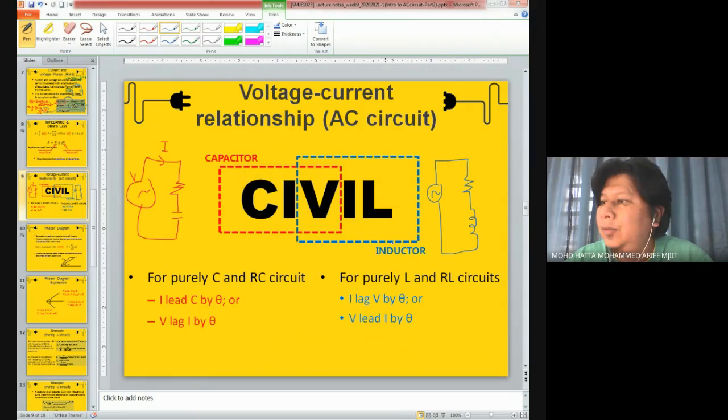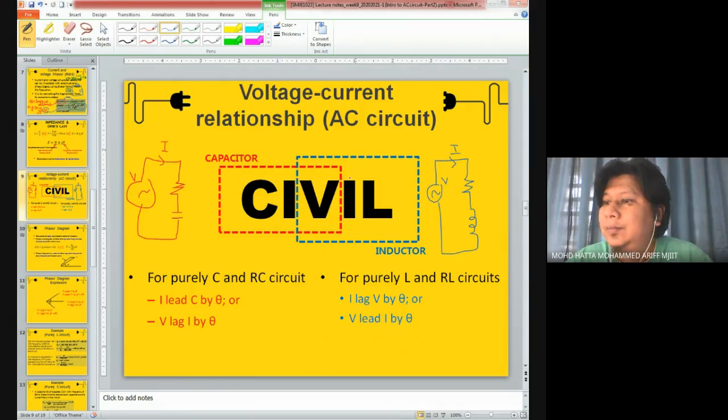So I will focus on this blue box. This blue box says VIL. For this kind of circuit, if I try to analyze the relationship between voltage and current, the current always lags the voltage by whatever degrees over here. That's why I put it here as theta degrees. And you can also write it in the opposite way.